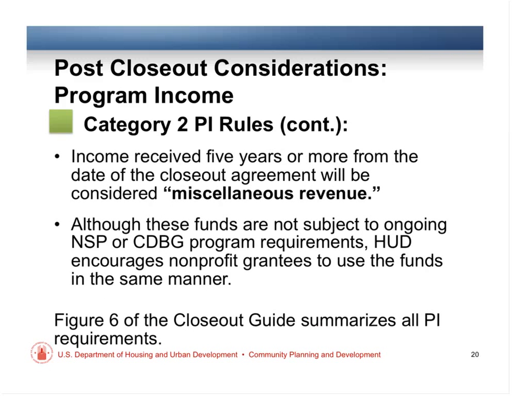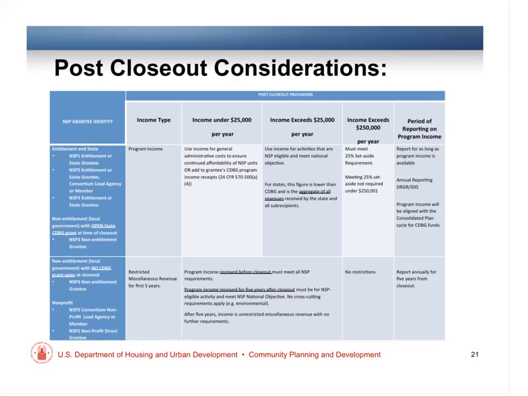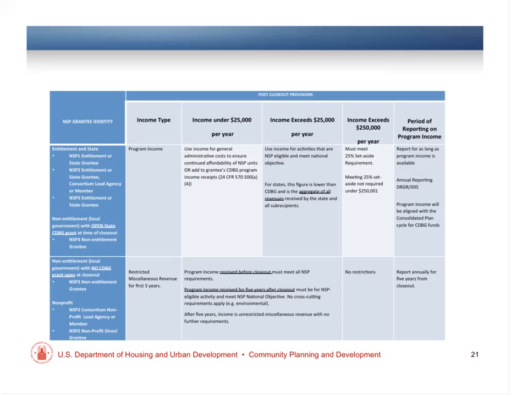Following those first 5 years, any income generated will be considered miscellaneous revenue and no longer subject to the requirement that it be used for NSP eligible use. So although these funds are not subject to the ongoing NSP or CDBG program requirements after those first 5 years, that does encourage nonprofit grantees to use the funds for those same kinds of activities. Figure 6 in the closeout guide actually summarizes all these requirements in a nice little table, and it looks like this. It's hard to read here in this slide. We want to give you a sense of it, and you can take a look at it in the closeout guide, figure 6.